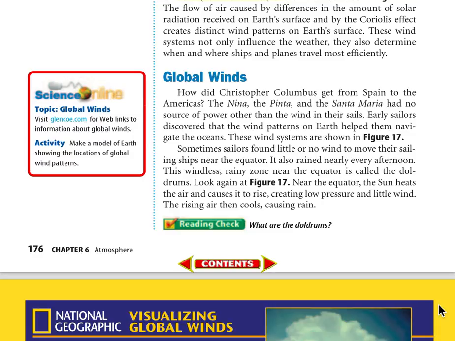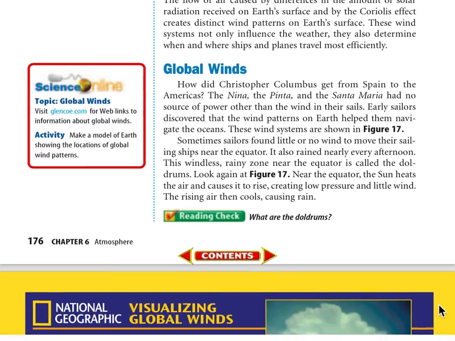Sometimes, sailors found little or no wind to move their sailing ships near the equator. It also rained nearly every afternoon. This windless, rainy zone near the equator is called the doldrums. Look again at Figure 17. Near the equator, the sun heats the air and causes it to rise, creating a low pressure and little wind. The rising air then cools, causing rain.